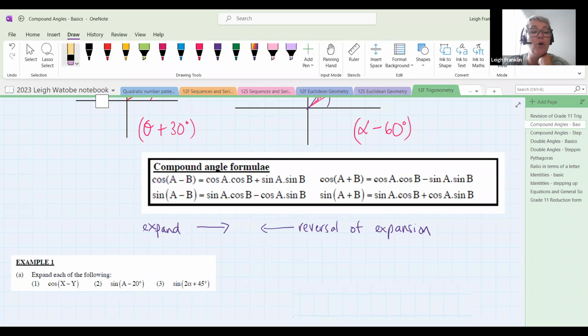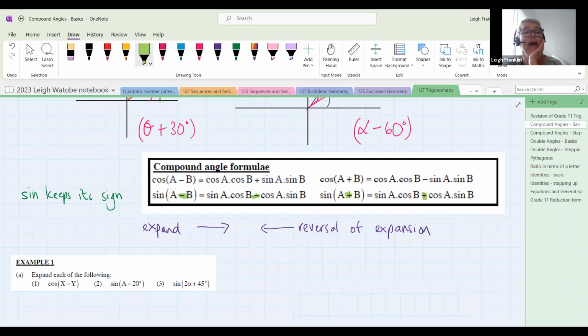So if we're talking about cos A minus B, we've got cos A cos B plus sine A sine B. And if we've got cos A plus B, that gives us cos A cos B minus sine A sine B. I always like to tell my students in matric that sine keeps its sign. So what that means is that if I had a negative over here, I've got a negative over there.